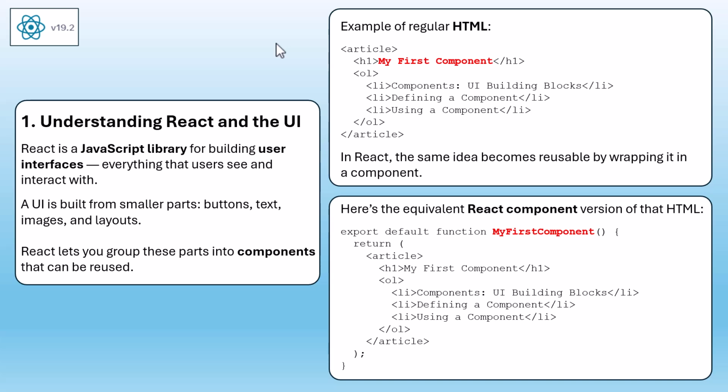Let's begin by understanding what React really is. React is a JavaScript library created to build user interfaces, everything you see and interact with in a digital product: buttons, images, text, forms, and layouts. In any user interface, these pieces come together to form a complete experience.